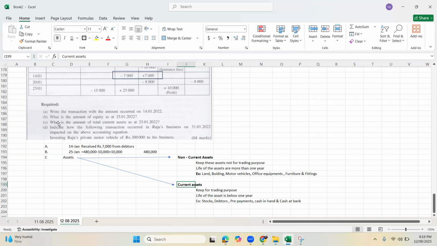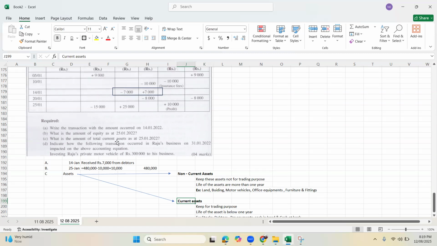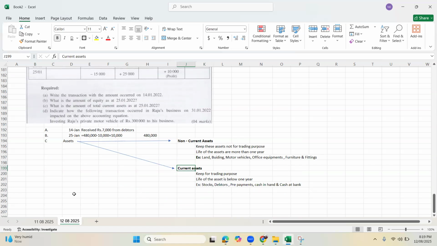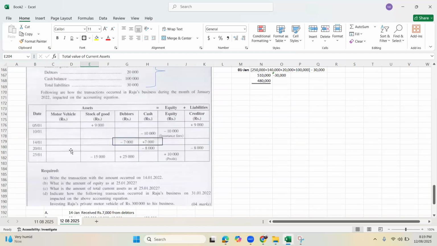Here they are asking, what is the amount of total current assets as at 25th of Jan? They are asking the total value of the current assets. We'll take the totals. Total value of the current assets. Right. Motor vehicle, can you take it as a current asset? Naveen?